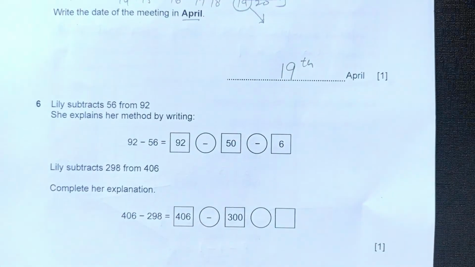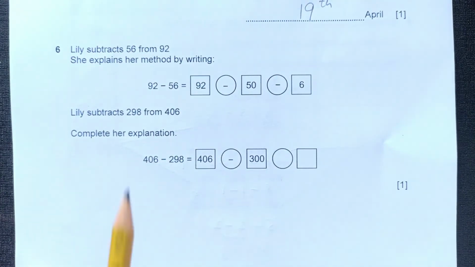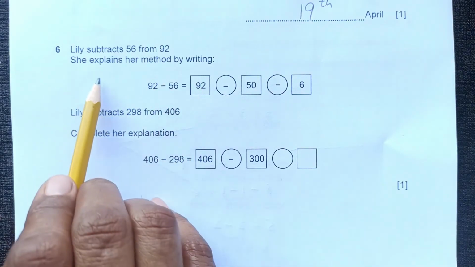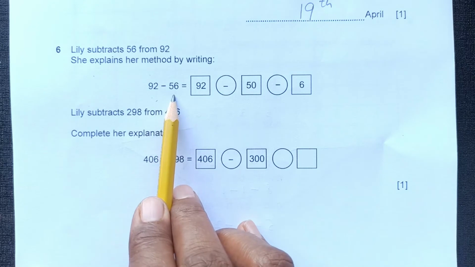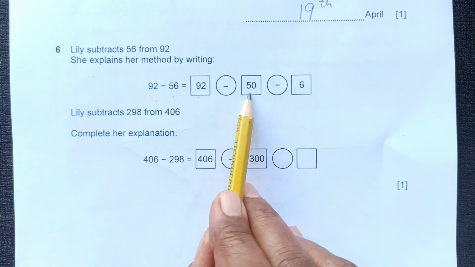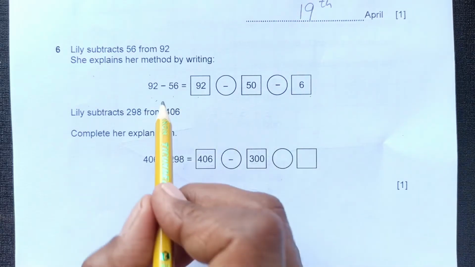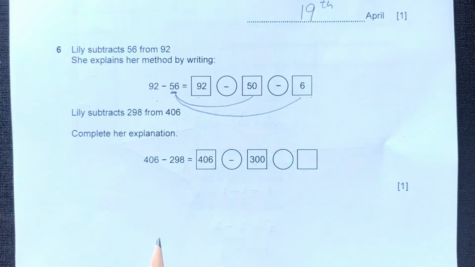Now number 6, Lily subtracts 56 from 92. She explains her method by writing. So 92 minus 56. So she did 92 minus 50, then minus 6. So she has split this 56 into two parts, 50 and 6, right?